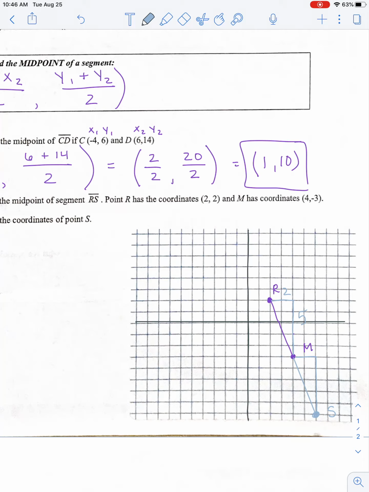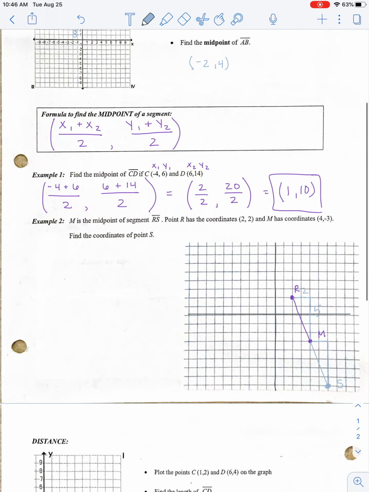And so now you have that other point. So M is in the middle of them. All right, you have RS as your segment, and it all works out. So S's coordinates there are 6, negative 8. So my answer would be 6, negative 8.